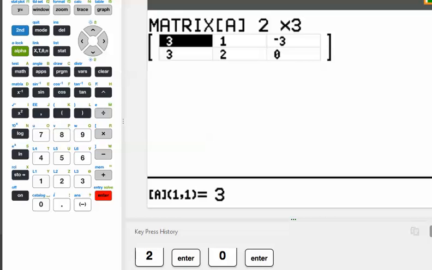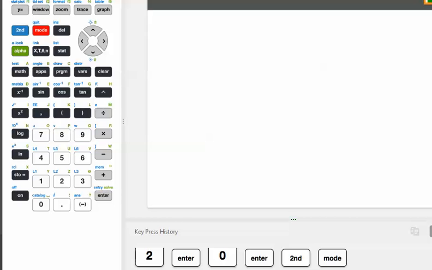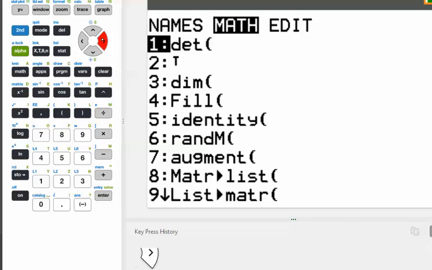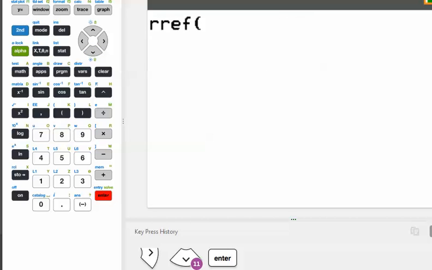It's a 2 by 3. I ignore the equals sign, basically, and I look at all the rows and columns. It's a 2 by 3. Now I have to clear my screen. So I'm going to go second, quit, clear the screen. You need a blank screen. Now let's go back into the matrix, but this time we're going to go to math. And we're going to go down and go to the reduced row echelon form, RREF, right there.